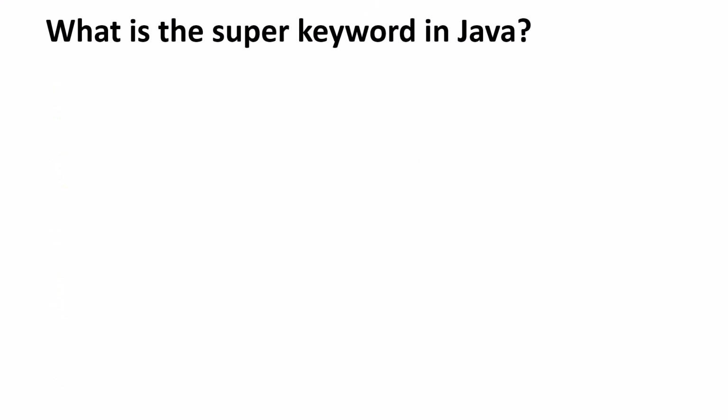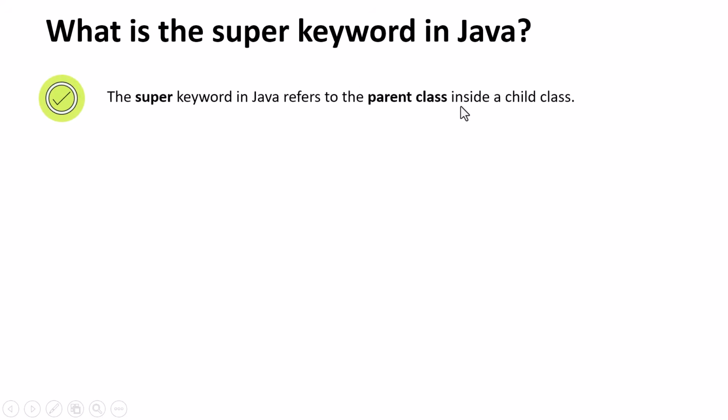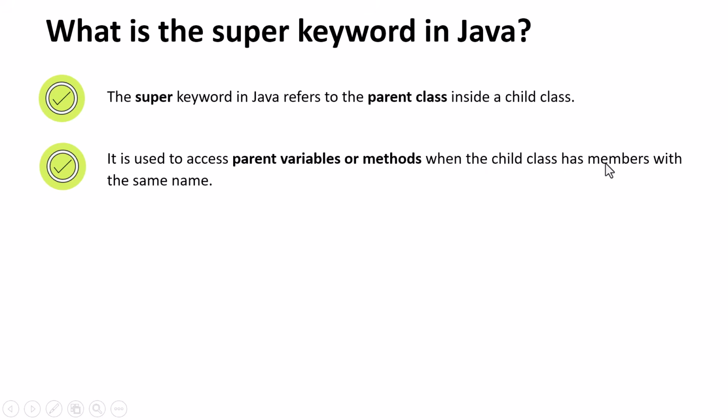Next question. What is a super keyword in Java? The super keyword in Java is a reference to the parent class object part inside a child class. It is mainly used when a child class wants to access members of its parent class. One common use of super is to access parent class variables or methods when the child class has members with the same name. This helps remove ambiguity and makes it clear that the parent version is being used.